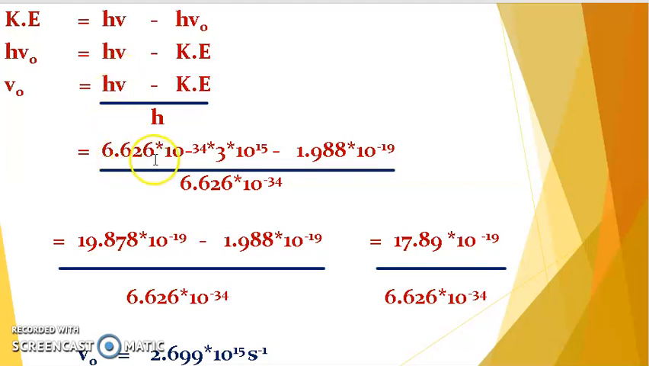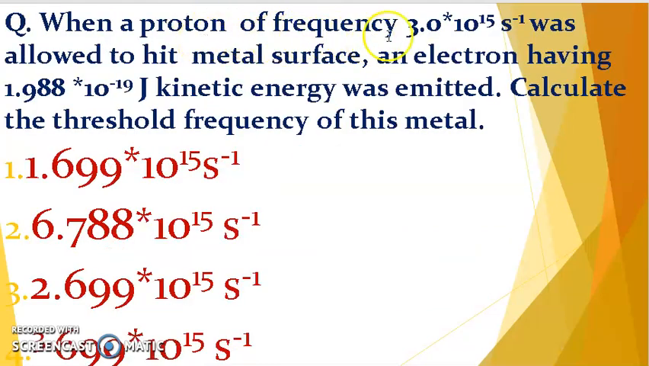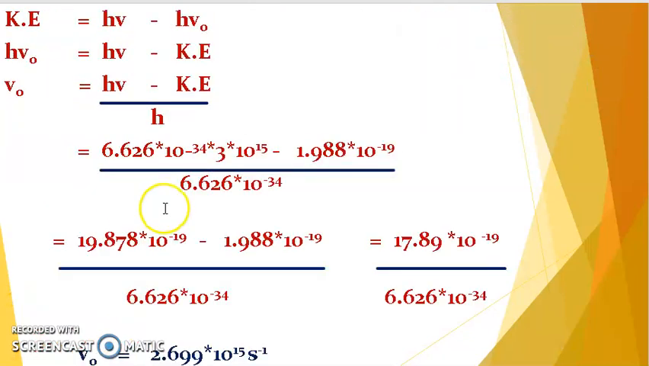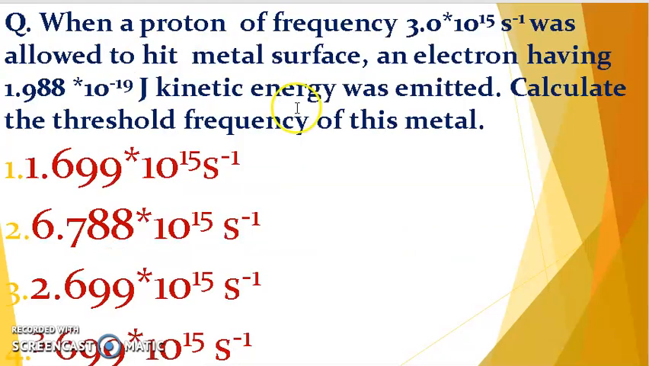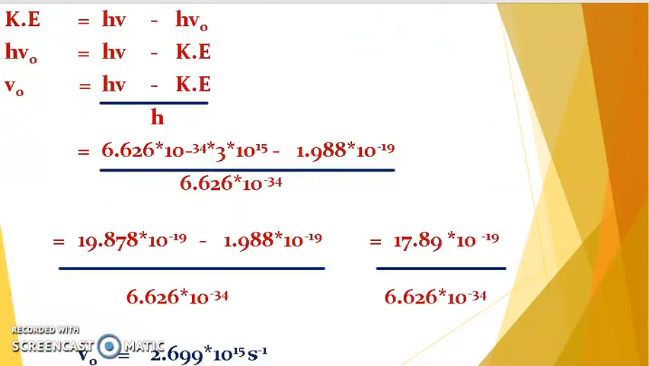The value of the Planck constant is 6.626 × 10^-34. Multiply by the frequency they have given, 3.0 × 10^15 s^-1, of the photon allowed to hit the metal, so you substitute 3 × 10^15. Then write the kinetic energy of the emitted electron, 1.988 × 10^-19, divided by the Planck constant value.